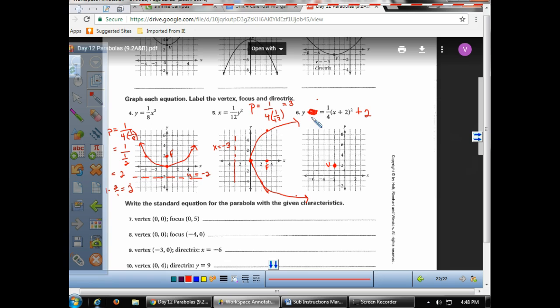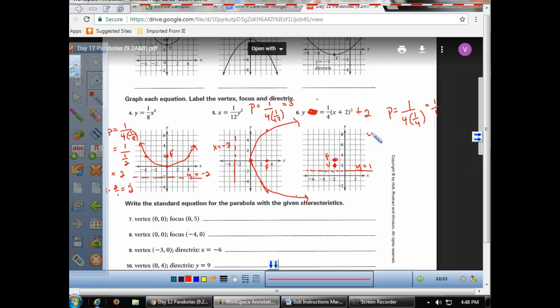And this is going to open up because it's y equals x squared. My p-value is going to be 1 over 4a, and this is 1 over 4. So I just plugged in my a value, so I get 1 over 1, so it's going to be 1. It's going to go up by 1 for the focus, down by 1 for the directrix. That's going to put the directrix, when we were at negative 2, 2, down 1. So it's going to be a y of 1.